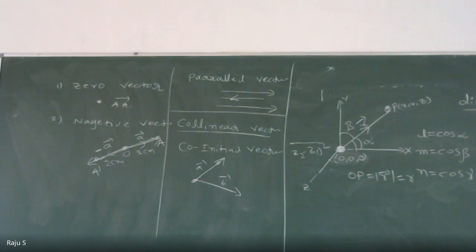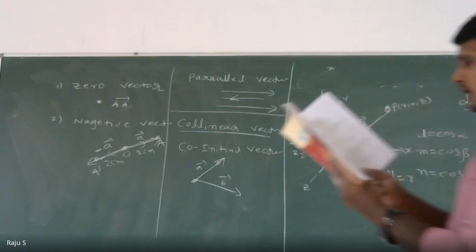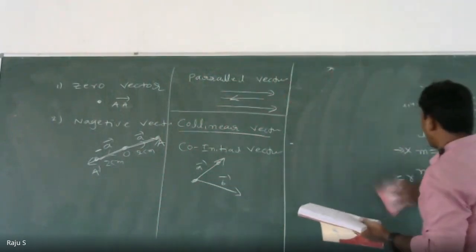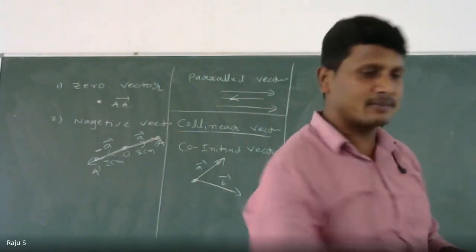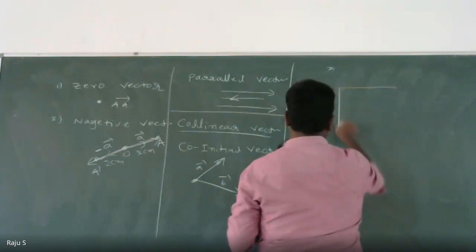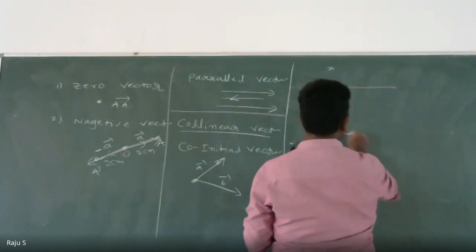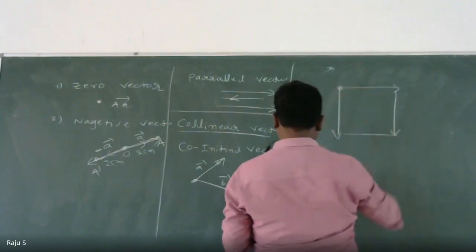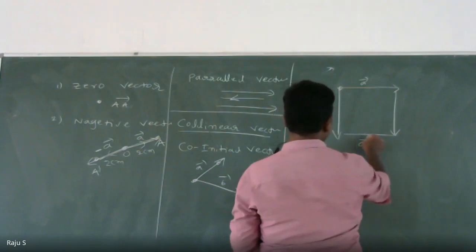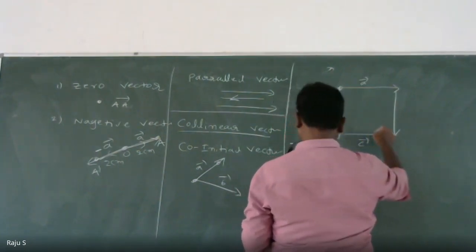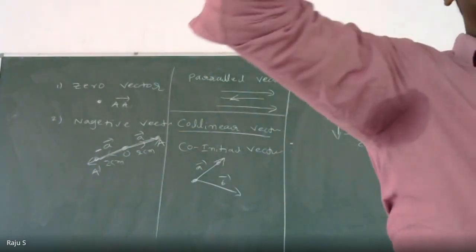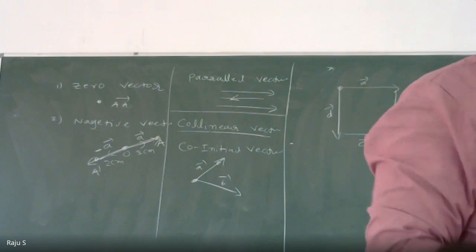Question number 4: in figure 10.6, a square, identify the following vectors. Can anyone tell what the co-initial vectors are? Co-initial means the starting point must be the same. This is vector A, this is vector C, this is vector B, and this is vector B. And remember students, vectors having the same magnitude and the same direction are equal vectors.